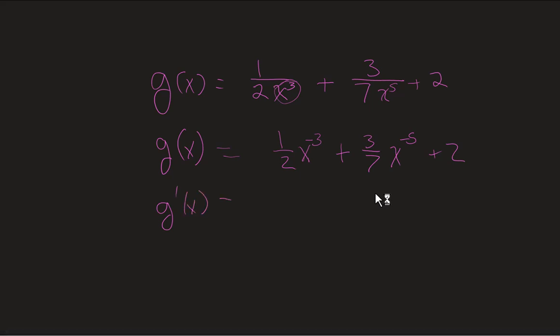G prime of x, now I multiply negative 3 times 1/2, and when you multiply, just multiply the numerators and multiply the denominators. So that's negative 3/2 x, you subtract 1, gets you negative 4. Then if I take 3/7 times negative 5, multiply the numerators, multiply the denominators, and I get minus 15/7 x to the negative 6, and the derivative of a constant is always 0.